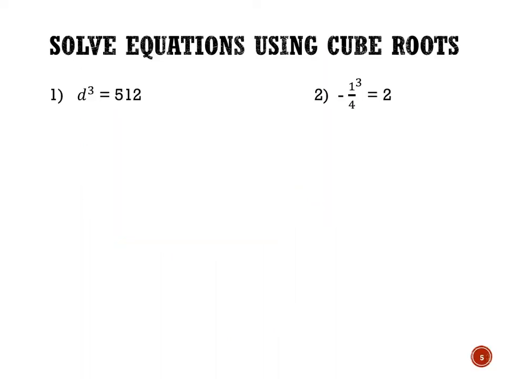Solving equations using cube roots. d cubed equals 512. The inverse of cubing a number is to take the cube root. Now remember, to take the cube root, you're going to hit 3 in your calculator, second, and then the house top key.